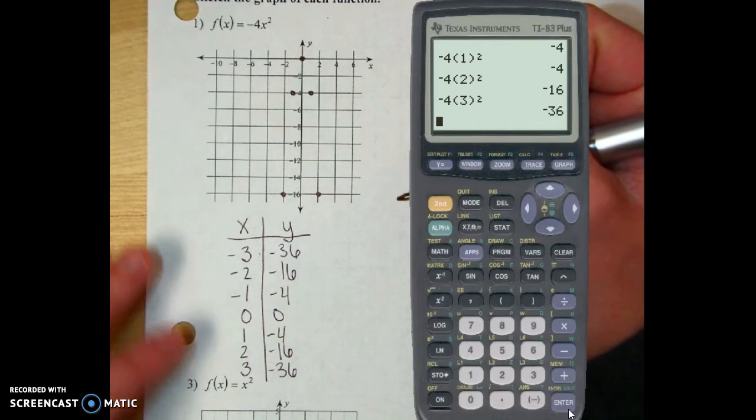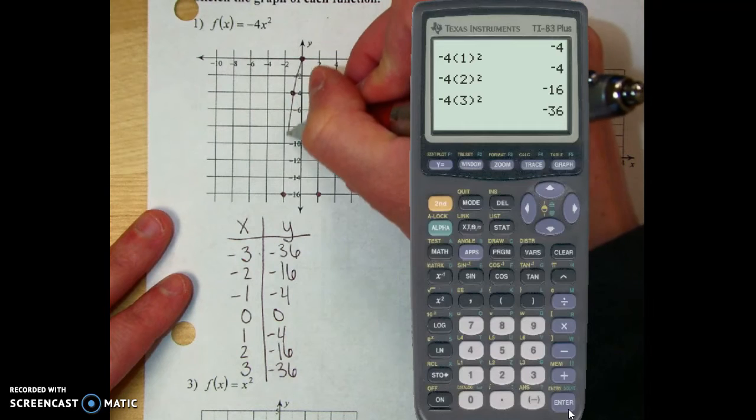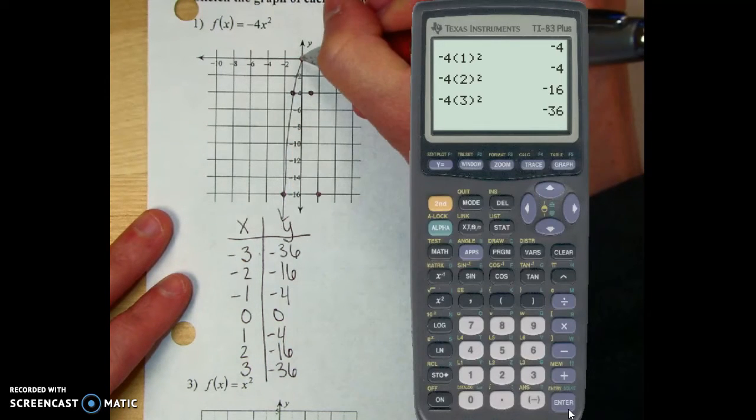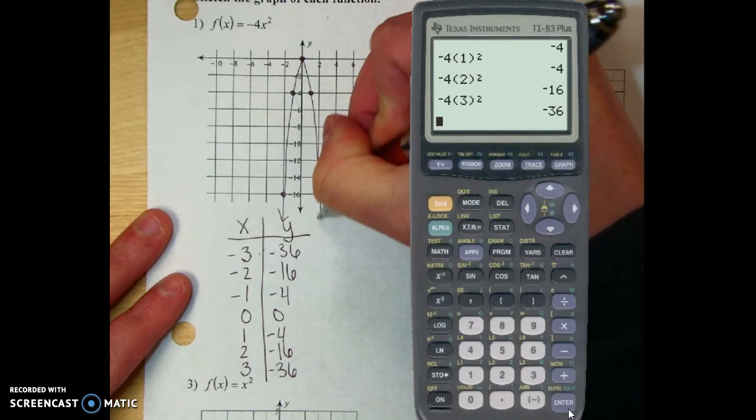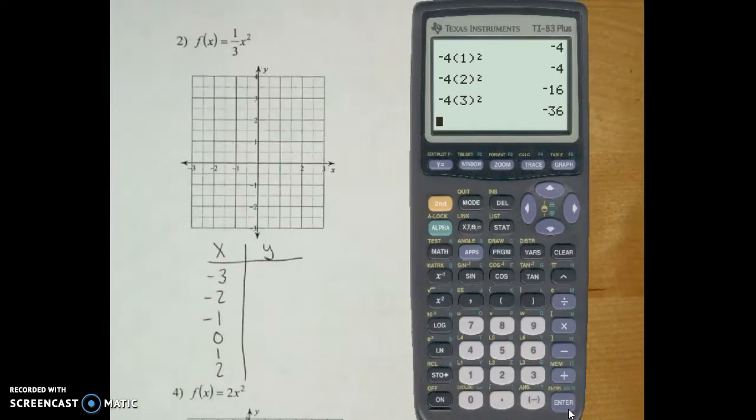And these are going to be U-shapes. They're parabolas. So kind of like that. I know that's not a very good U-shape, but it's kind of like that. Okay, I'm going to do one more with you, and then you will do the rest as your assignment.